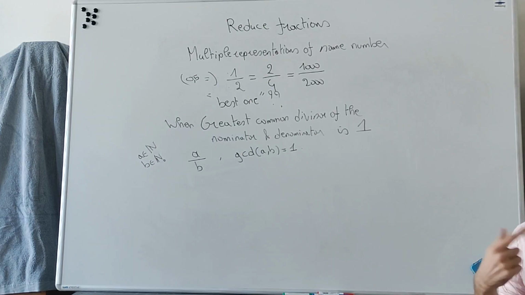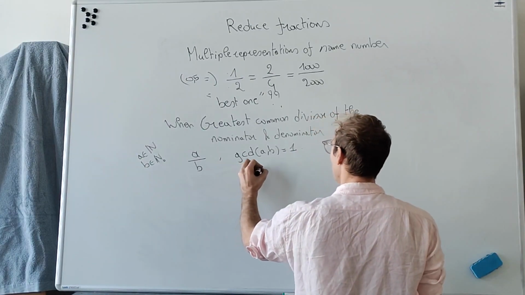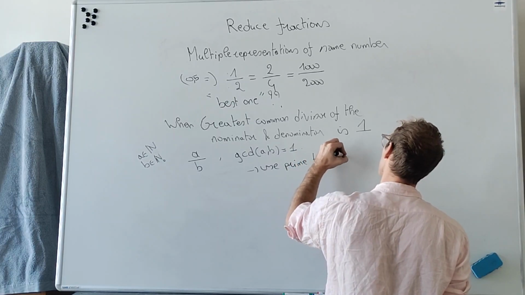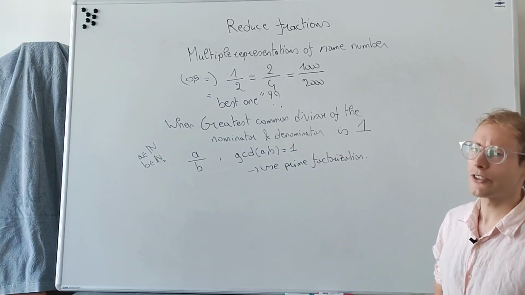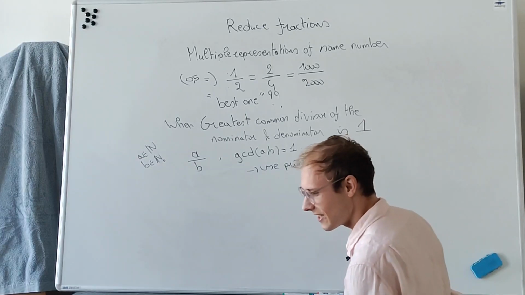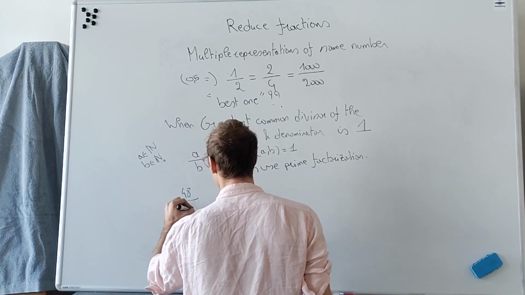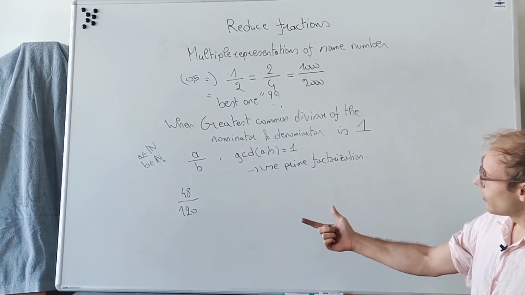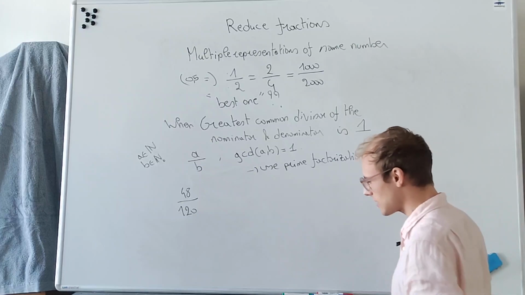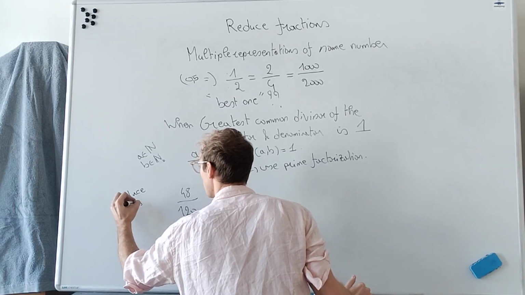Of course, obviously, we're going to use prime factorization. We're going to do this by an example. That's always the easiest way to get familiar with these new techniques. So let's look at the fraction 48 divided by 120. The question is, try to write this number in its best representation. Another way of saying this is: reduce the fraction.